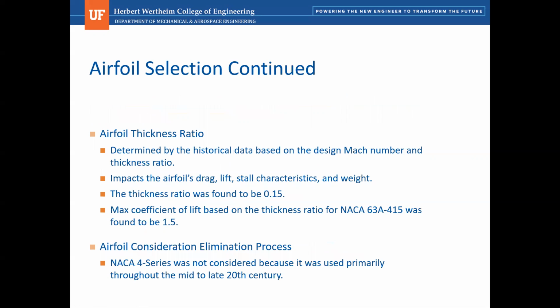So the next airfoil characteristic I'll go over is the thickness ratio. This is strictly determined off of historical data of other aircraft in its class. Based off of our 0.2 to 0.6 Mach number range, this would put our thickness ratio at 0.15. With this thickness ratio and our chosen airfoil root, which is the NACA 638-415, we can estimate the maximum lift coefficient to be 1.5. Determining the thickness ratio is essential as it directly impacts the lift, drag, and stall characteristics for the aircraft, and the weight.